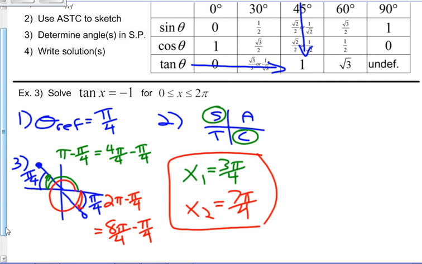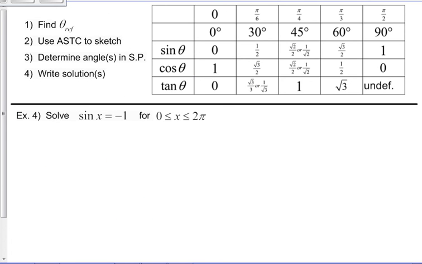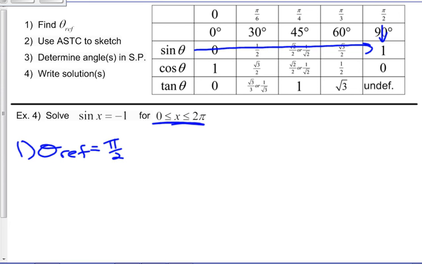Let's do one last one. Sine x is negative 1. And again, this is just in the first revolution. So, same process. Theta ref. Where is sine 1? Sine is 1 at 90 degrees, or pi over 2. Sine is negative here. So where is sine negative? In quadrants 3 and 4.